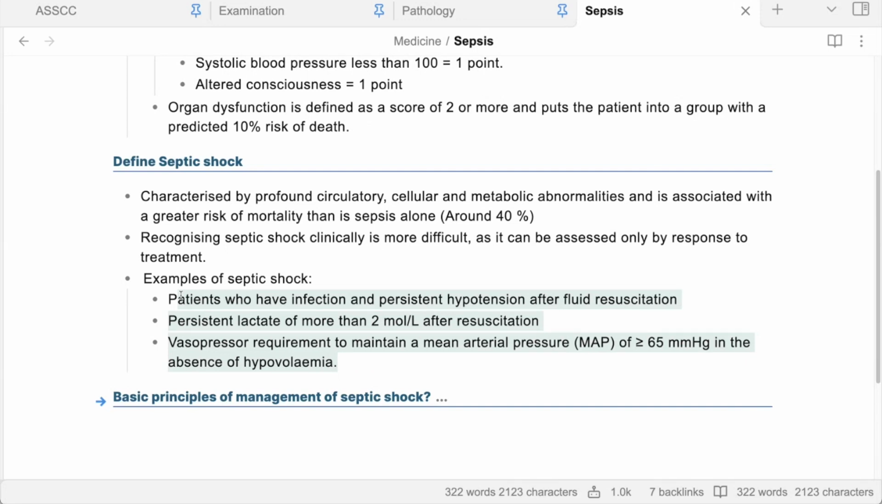Have you ever heard of the 3-hour bundle and the 6-hour bundle for septic shock management? Yeah, I read it once before. Okay, that's fine. Do you remember any of it? Can you mention any of them from what you read? Actually, I'm not remembering now. Sorry. Okay, that's fine. So you have the 3-hour bundle and the 6-hour bundle.